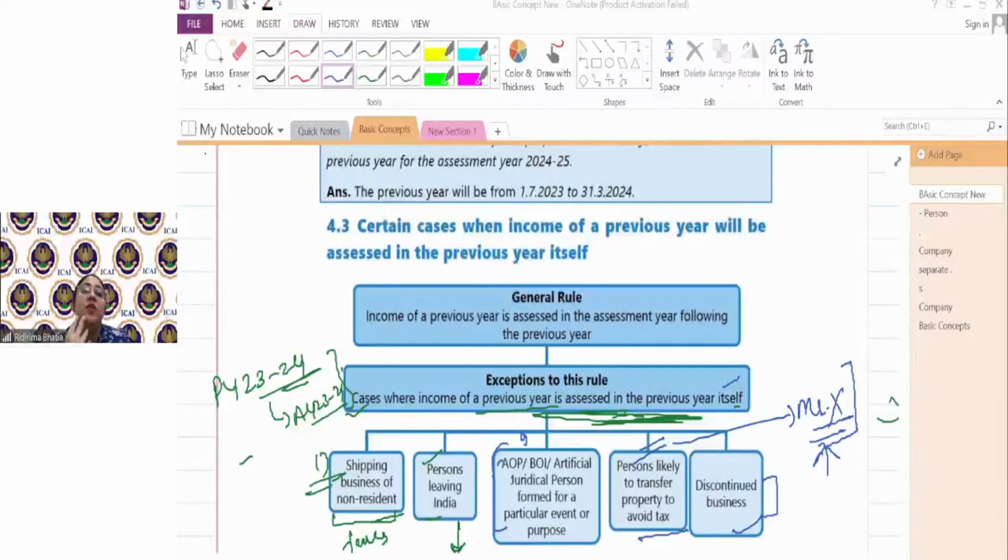Why would business be following the calendar year? You don't have a choice. For you, the financial year is the year in which you're earning the income, that is the previous year, and the assessment year is the year in which the income of the previous year is assessed. It is not voluntary. Okay?